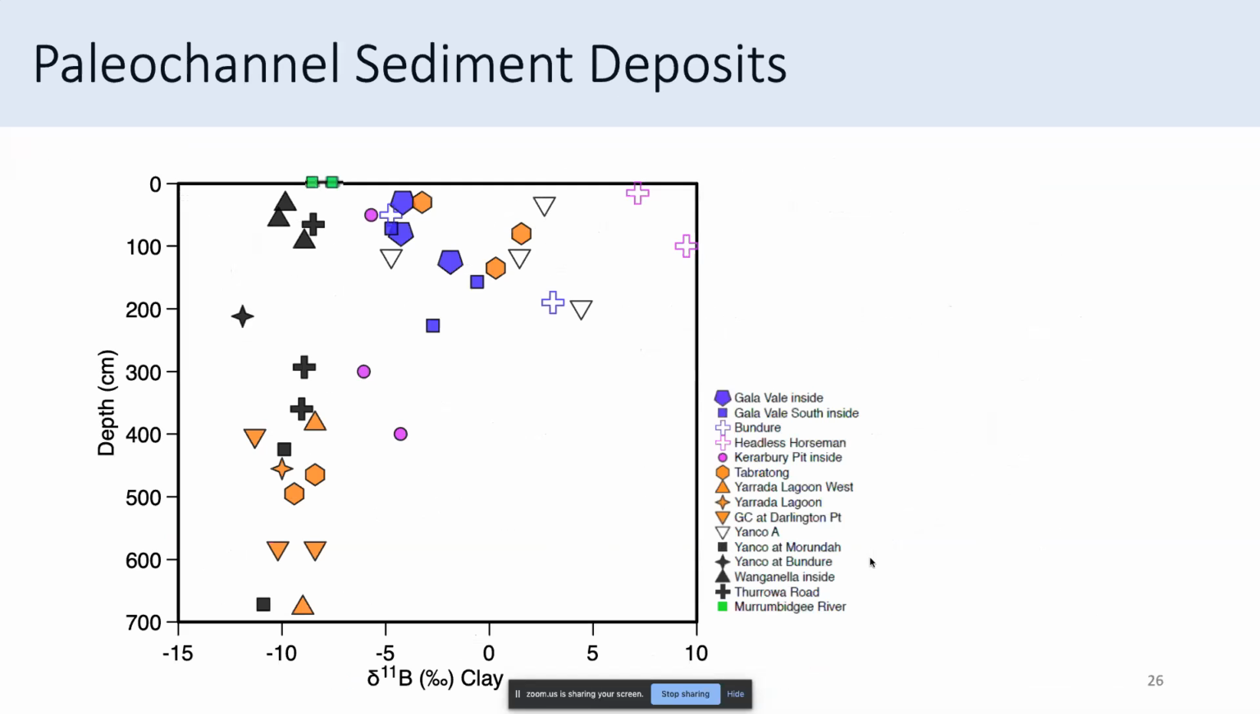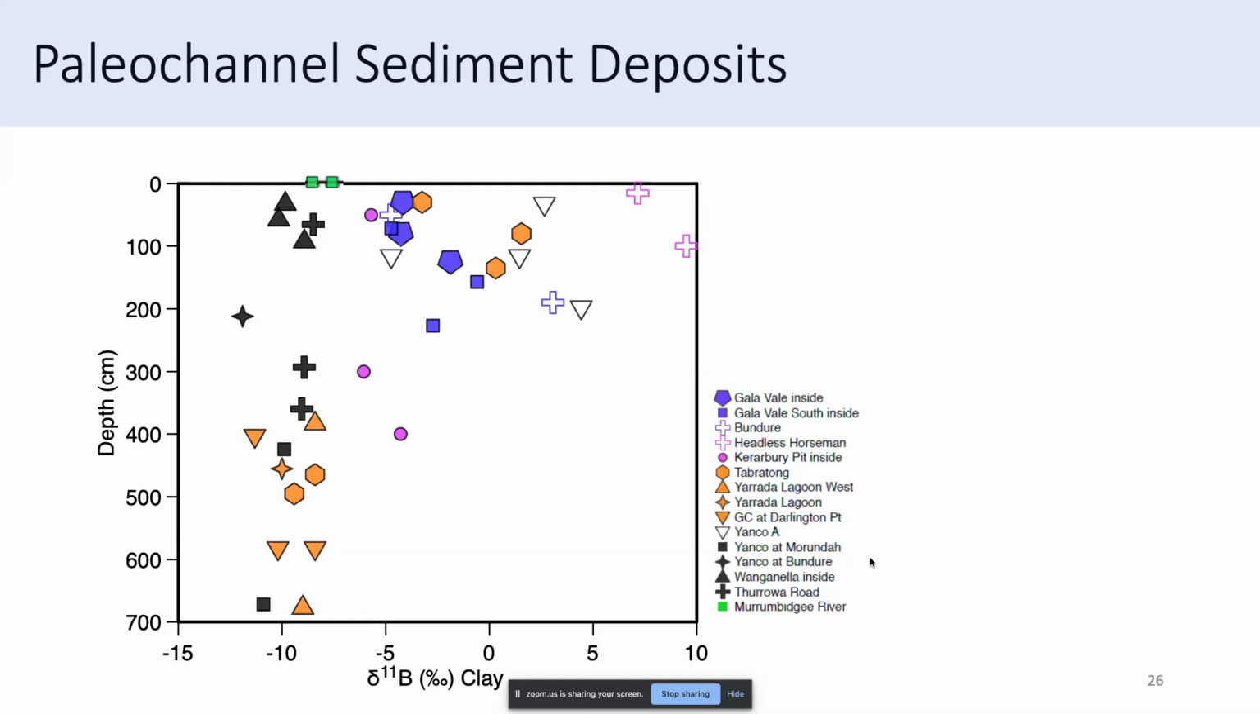So here's what we found. On the X is our delta 11B of our clay again. This is our proxy that we're using. And then on the Y is depth. So the top is our surface, and it goes down about 7 meters of our systems. And here's all the different sites that we did. And again, they're color coded.